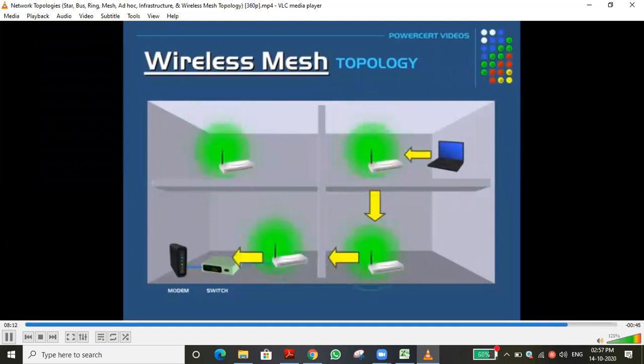So no matter which access point you're connected to, you will still have internet access because all the access points are in constant communication with each other and the modem. And even if one or more access points were to fail, it wouldn't matter because the other access points will reroute the data. So a wireless mesh topology is very redundant because the internet connection is spread out over many wireless access points.